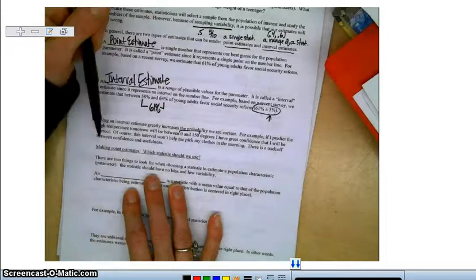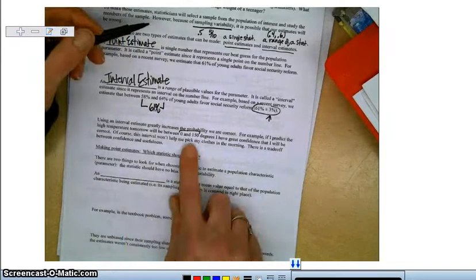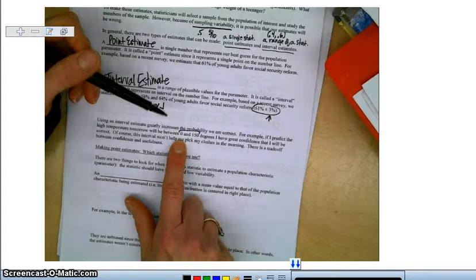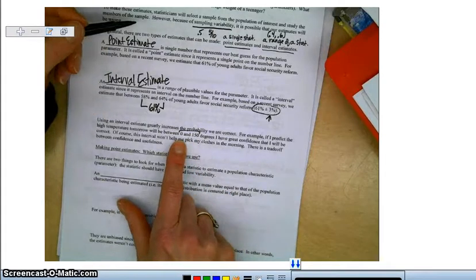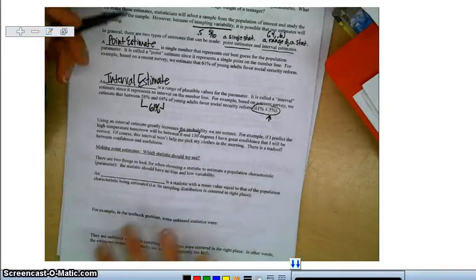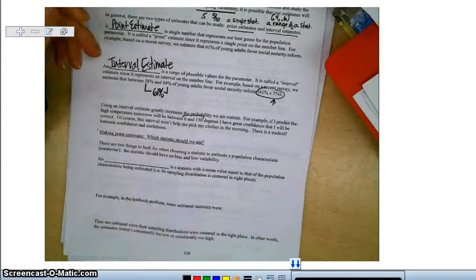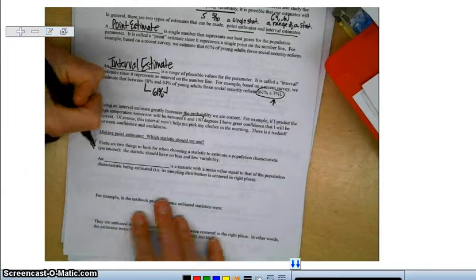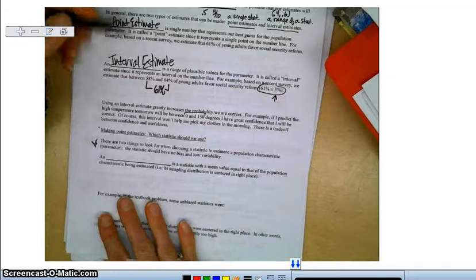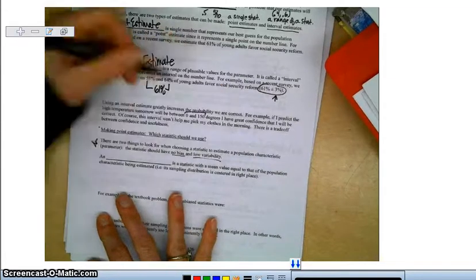There is a trade-off between confidence and usefulness. I'm 100% confident the temperature tomorrow will be between negative 100 and positive 100 degrees, but it's not useful. So we want the confidence interval to be useful. So making point estimates, which statistic should we use? There are 2 things to look for when choosing a statistic to estimate a population characteristic, a parameter. The statistic should have no bias and low variability.